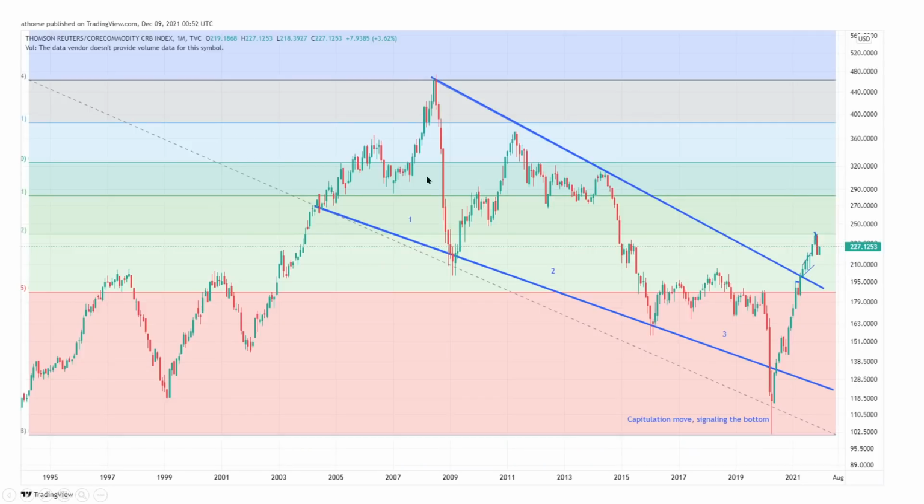Technical analysis. We've got the CRB index behind me. This is a descending wedge pattern. You always have this 1, 2, 3, and then we break to the upside. We've broken to the upside. We are moving on up. We have broken the pattern. It is good to go. So the CRB index looks good. We've got confirmation there that the capitulation move in 2020 signaled the bottom. And now we're moving back up, and we've broken out to the upside of this pattern.